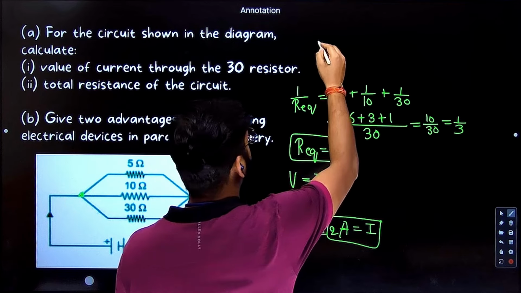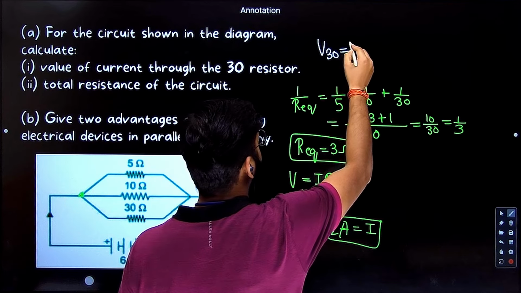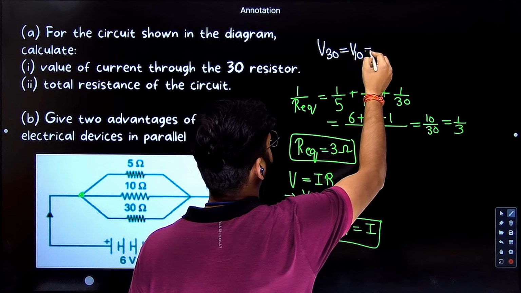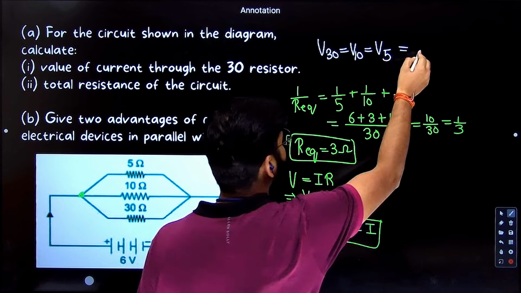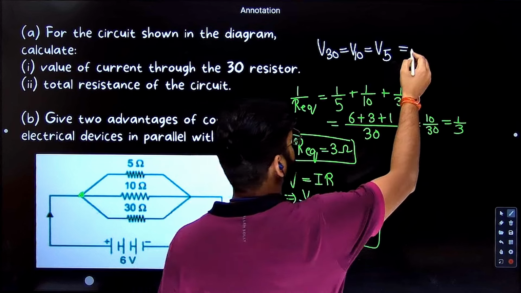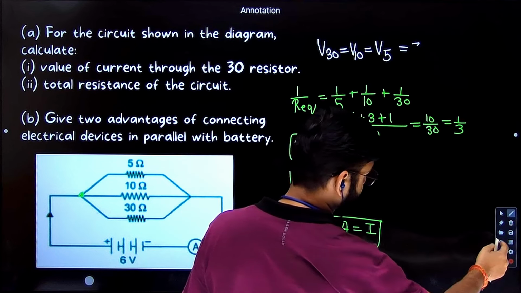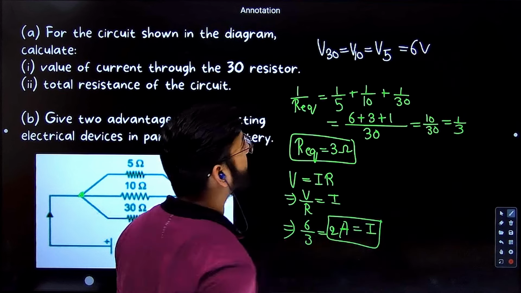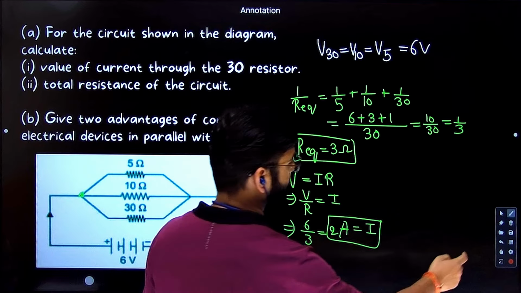So what is the potential across 30? The potential across 30 will be the same as the potential across 10, which will be the potential across 5, which will be the same as the potential of the battery, which is how much? 6 volts. 6 volts. Correct? Let me clear some space here.